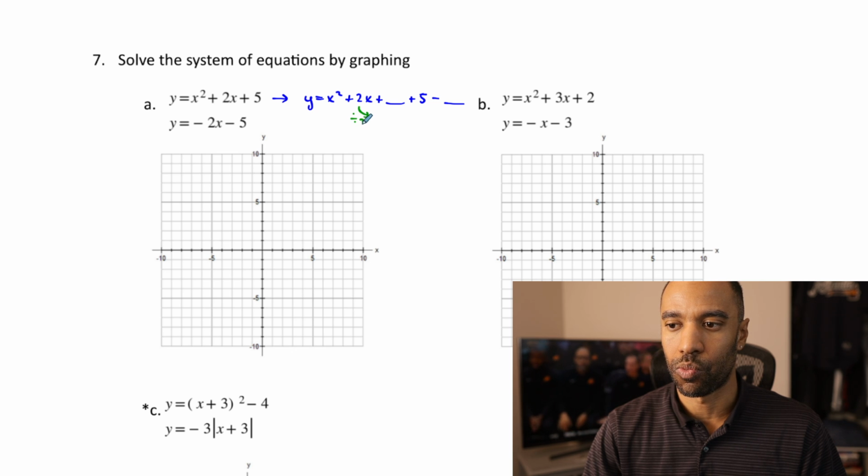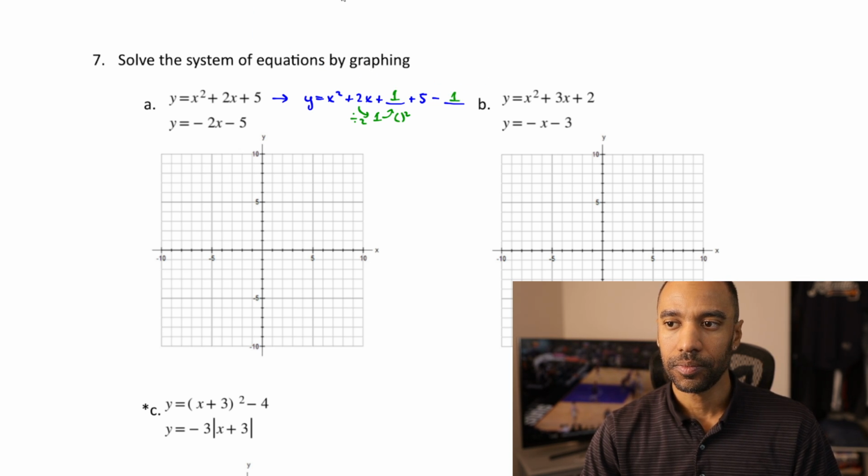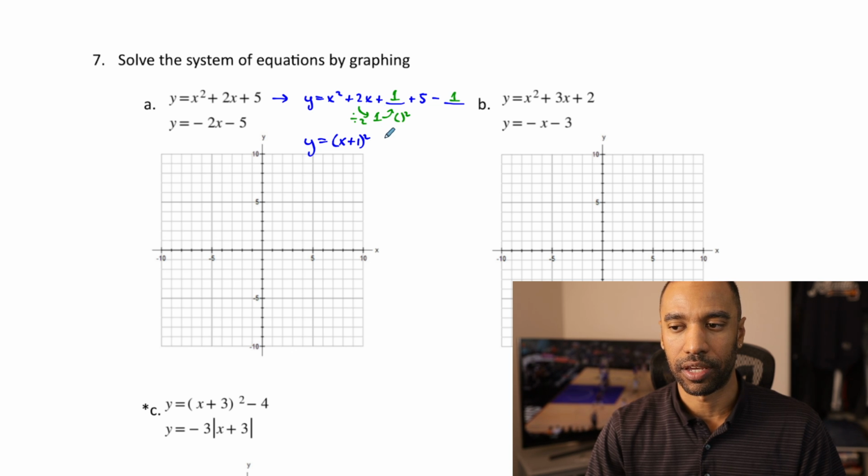2 divided by 2 is 1. And 1 squared, I'm going to write parentheses squared. 1 squared is 1. This is what I'm going to add in, and I'm also going to subtract out. This is a perfect square trinomial. This is x plus 1 quantity squared. That 1 is the one that goes inside there.